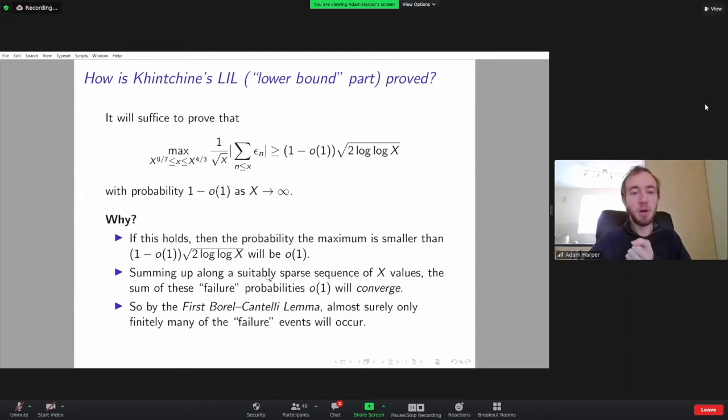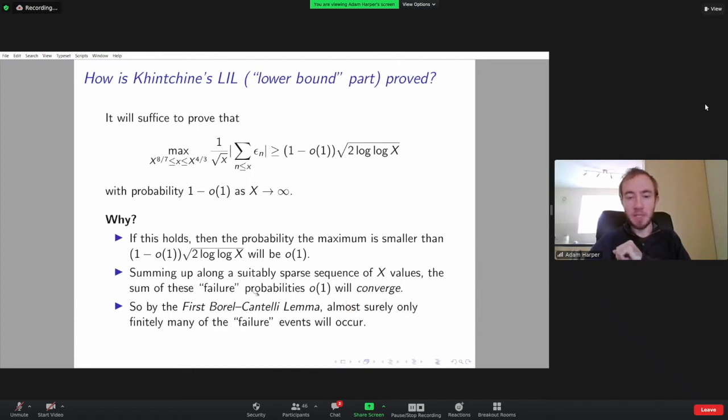And then if we sum up those failure probabilities along that sparse sequence of capital X, it will converge, because the sum of 1 over the squares converges. And then there's a nice and actually very easy to prove result from probability theory called the first Borel-Cantelli lemma. And that tells you that if you have a sequence of events and the sums of all their probabilities converge, then with probability 1, only finitely many of those events will occur.